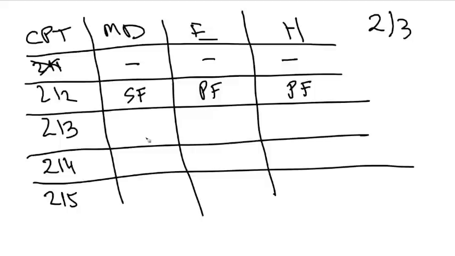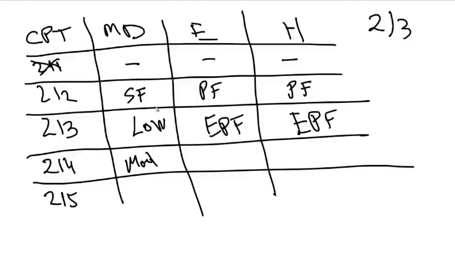So let's see, 213. Medical decision must be low. The examination must be extended problem focused, and history also extended problem focused. Now 214 has a moderate complexity of medical decision. Examination must be detailed, and history must also be detailed. And finally 215, which has to have a medical decision of high complexity, and you must do a comprehensive examination and a comprehensive history to qualify for that code.